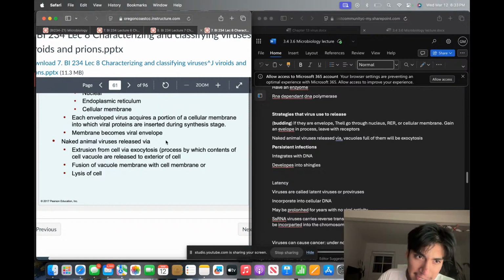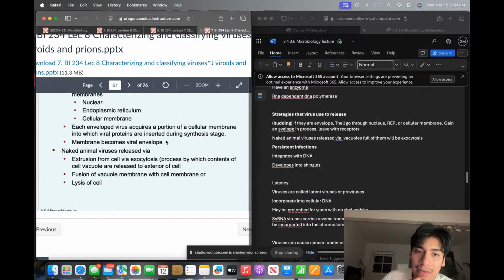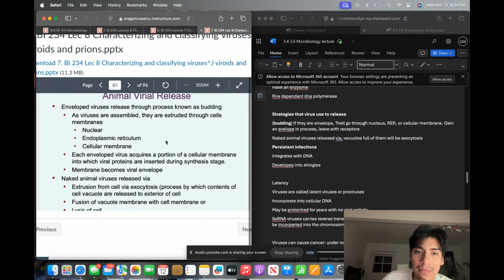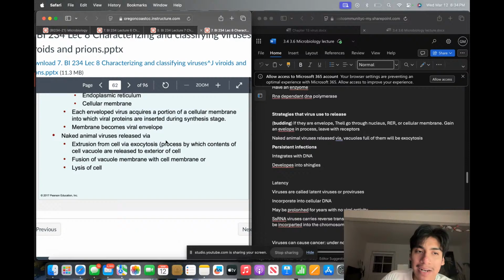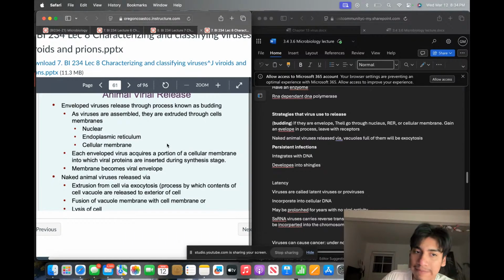Naked animal viruses are released via extrusion from cells via exocytosis. So exocytosis is when the cell makes a big clump of stuff, like a vacuole, and just throws it out. The vacuole is surrounded by its own membrane. This is different from an enveloped virus because these guys aren't picking up a membrane, since they're naked. So there's fusion of the vacuole membrane with the outer membrane, or lysis of the cell. So naked animal viruses do either exocytosis or lysis of the cell, and it seems that enveloped viruses only do budding, where they just leave.